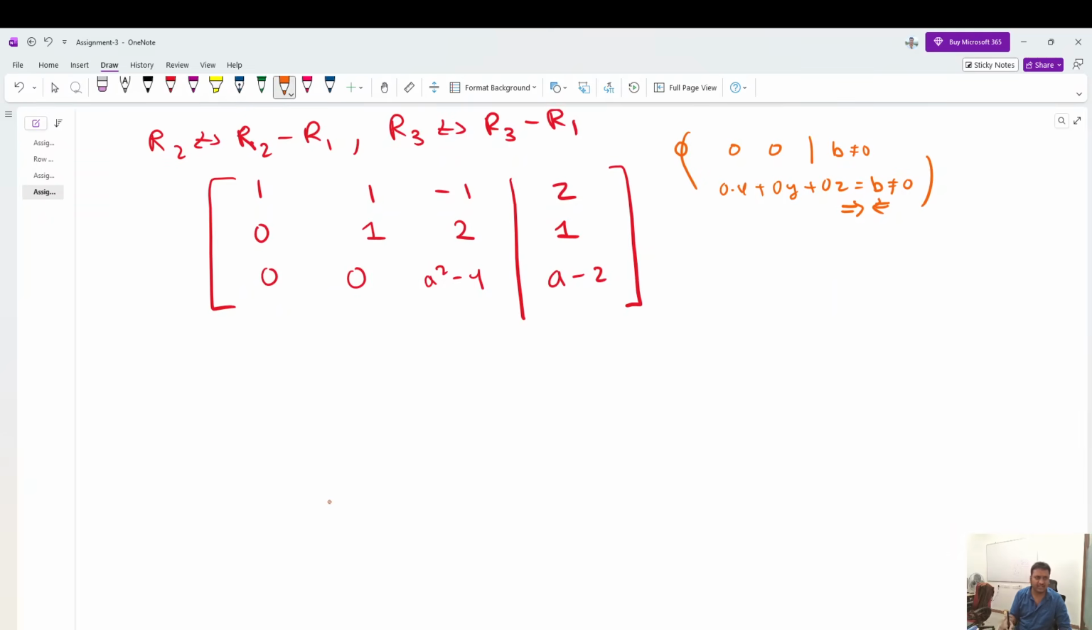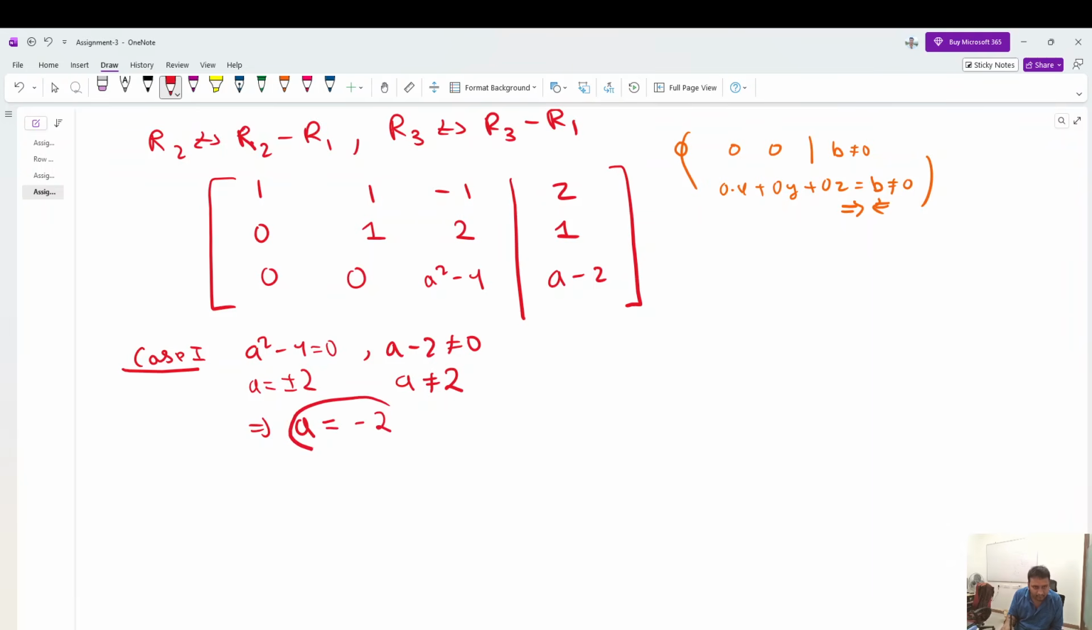So using that logic again, let us make the cases. So case 1. Case 1 would be a square minus 4 is zero and a minus 2 is non-zero. So case 1 is this is 0, but this is non-zero. So what it means, guys, this is 0 means a is plus or minus 2, right? And this says that a cannot be 2, right? Because a minus 2 is non-zero. So this implies, using these conditions, a is equal to minus 2.